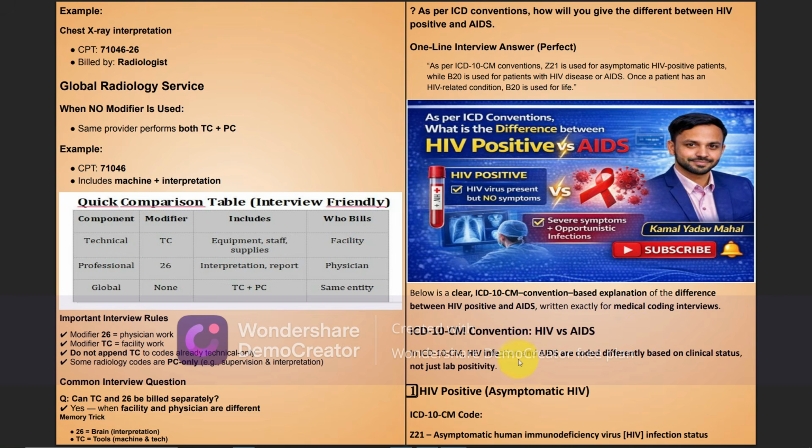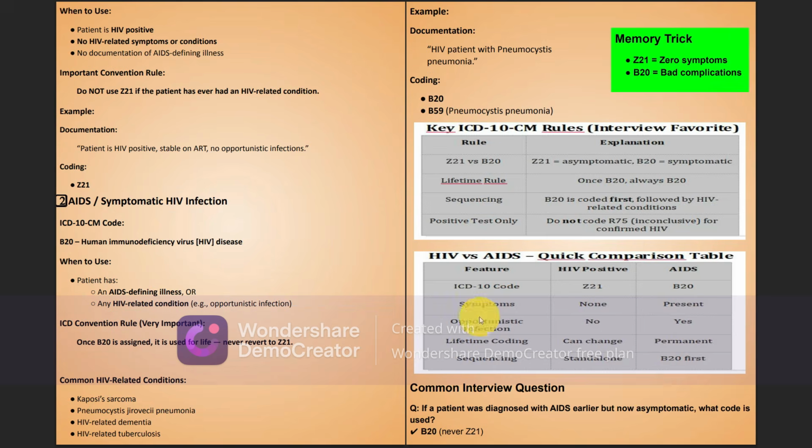ICD-10 HIV infection or AIDS are coded differently based on the clinical status, not just a lab positive, right? HIV positive asymptomatic: the ICD-10 code is Z21, asymptomatic human immunodeficiency virus (HIV) infection status. So we are coding a status code.